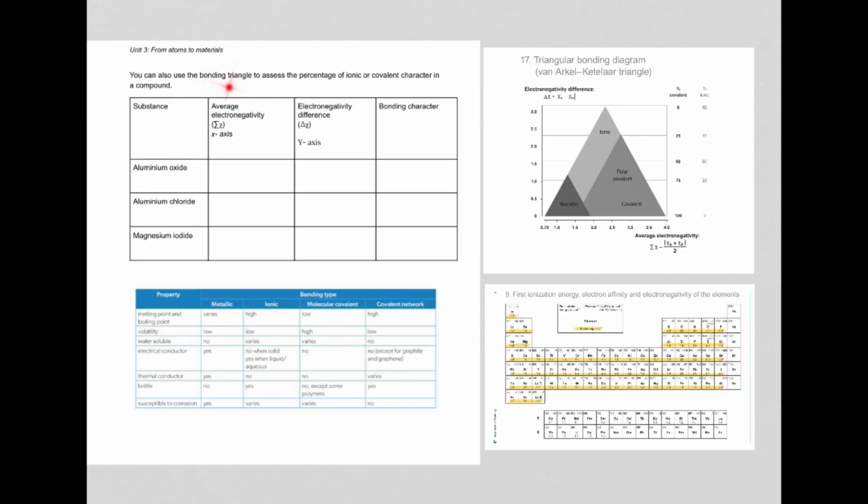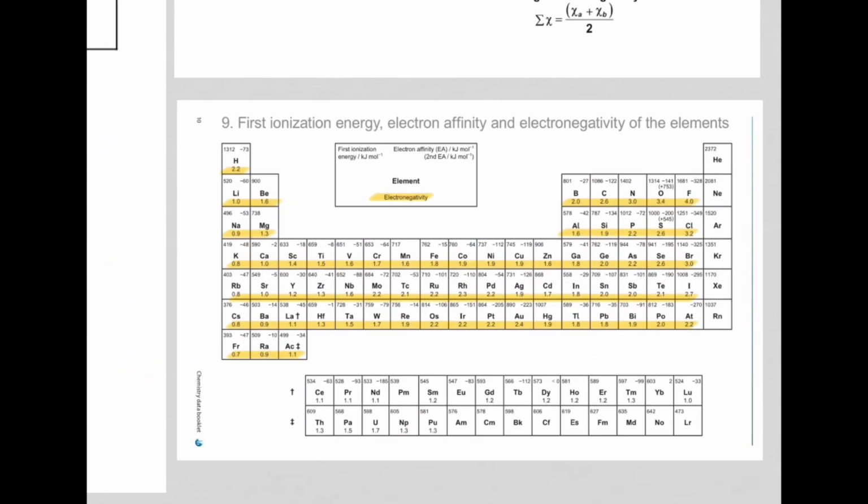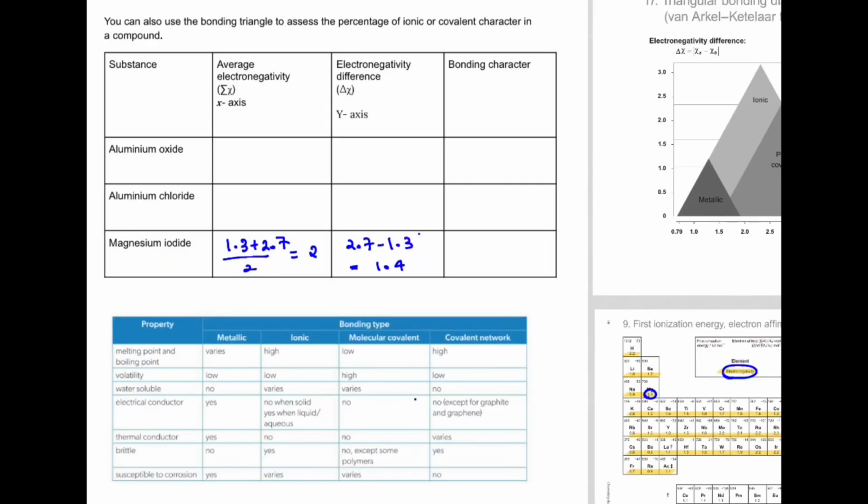Now you can also use the bonding triangle to assess percentage ionic or covalent character. So I will do one example. I will do magnesium iodide. So I will use section 9. Magnesium is 1.3, iodine is 2.7. So you see the electronegativity values are at the bottom. So I have 2 and 4 here.